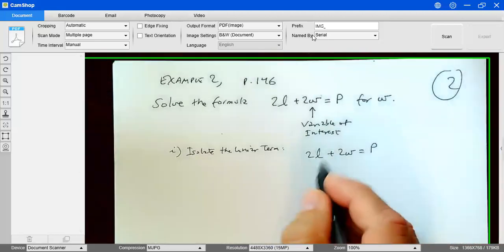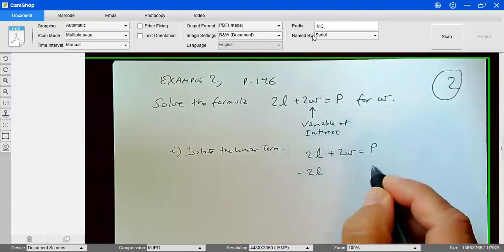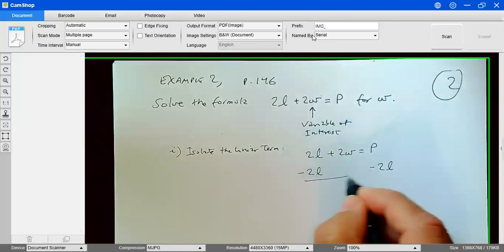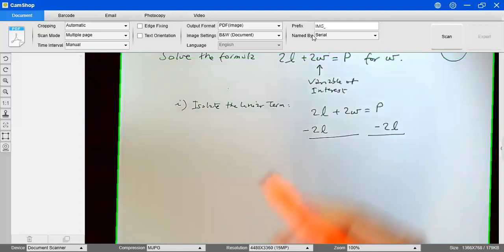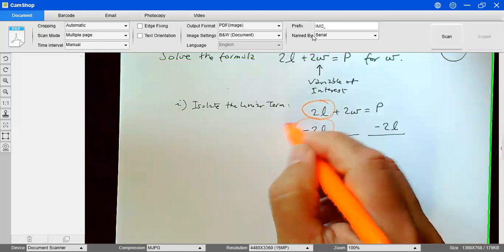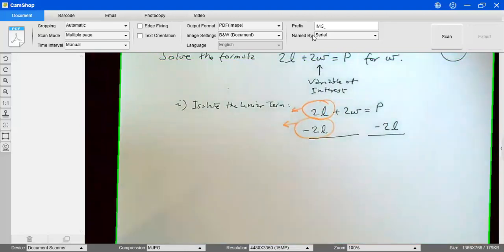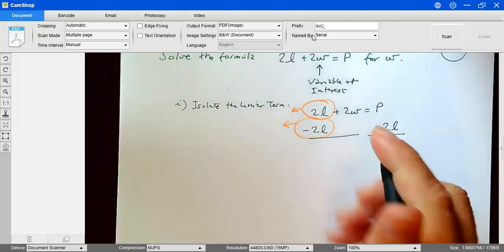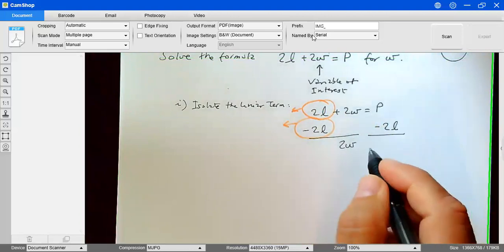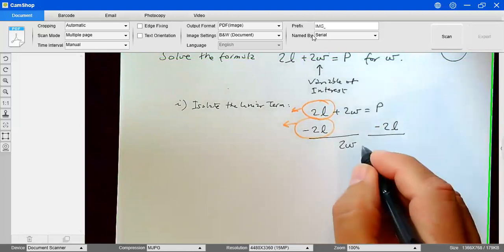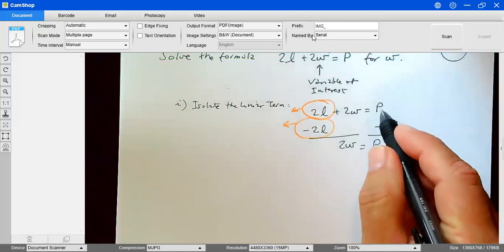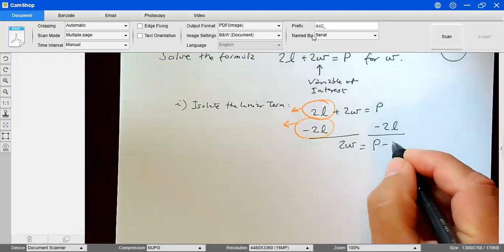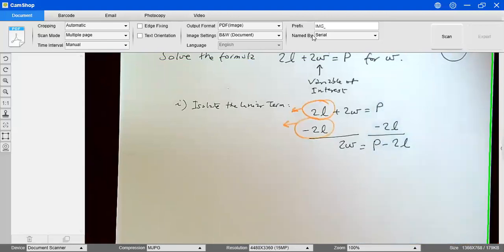So we need to remove this 2L from here. So we're going to subtract 2L from both sides of this equation. If you do that, we remove these pieces from here. So we get 2W, plus 2W is the same thing. And here you just need to write what is here vertically, you just write it horizontally because you cannot combine these things. So this is P minus 2L.